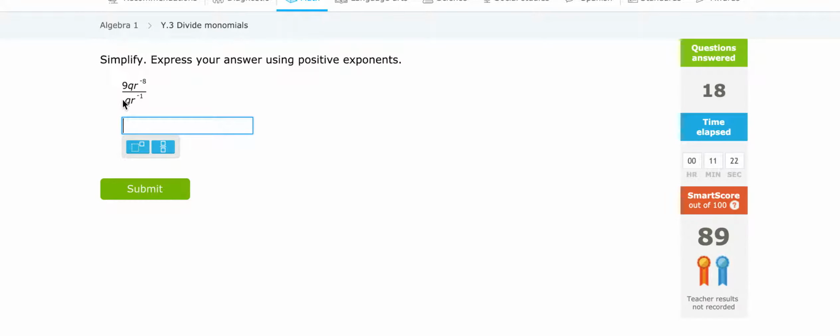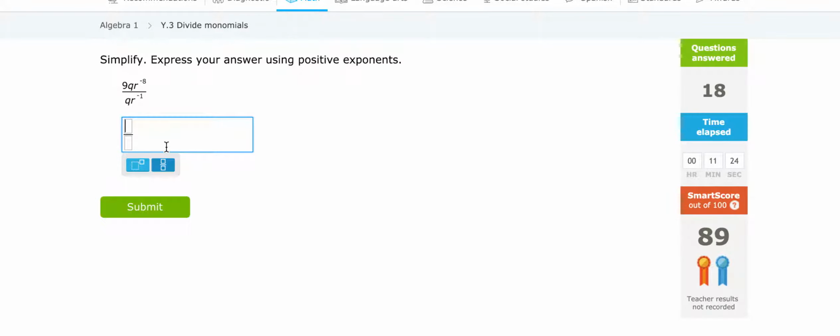Perfect. In this case, let's see. We're going to have r to the 8th in the bottom, r to the 1st on top. So 9 will be there, the q's will cancel out, the r's trade places, so I have r and then r to the 8th like this, right? And I'll cancel out one of the r's from the top and bottom. We'll be left with r to the 7th in the bottom and just 9 on the top.